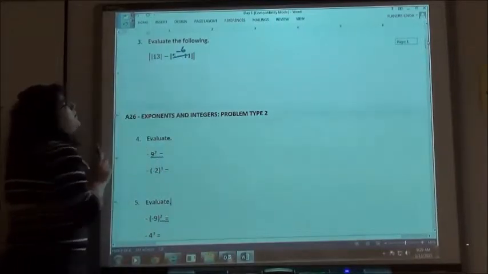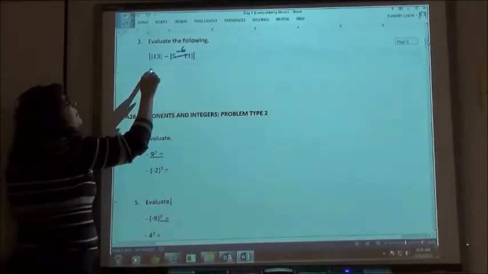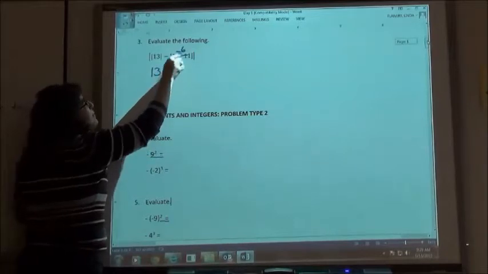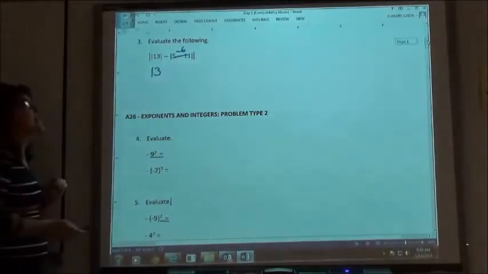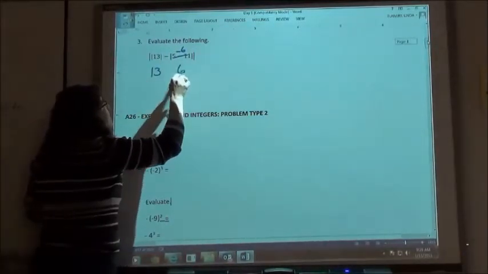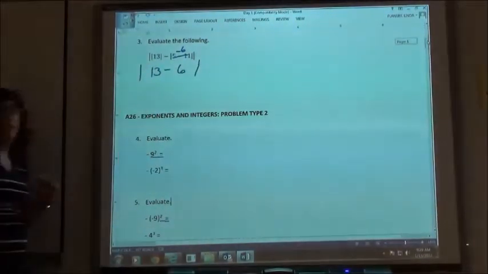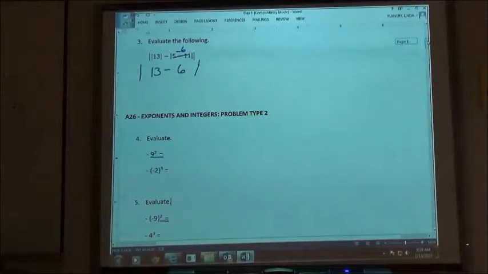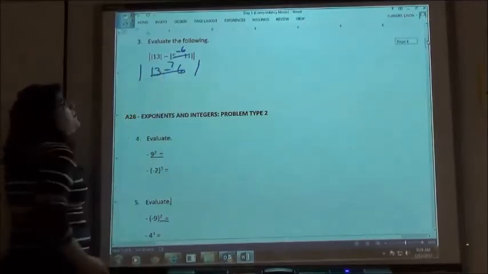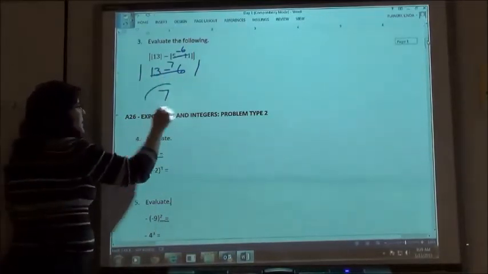The absolute value of 13 is 13. The absolute value of -6 is 6. And so I have 13 minus 6, and it's inside those outside absolute value bars. So 13 minus 6 would give me 7. And the absolute value of 7 stays 7.